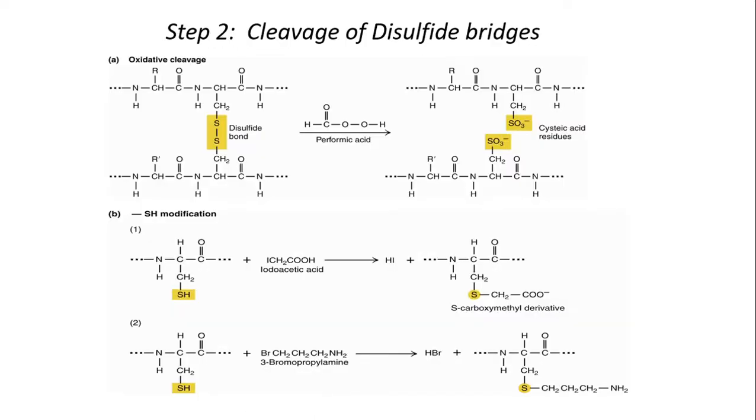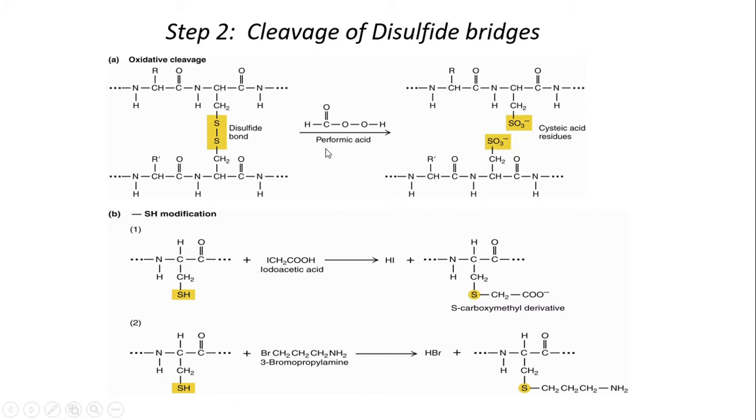So what if we have a polypeptide chain that contains disulfide bridges? We're going to have to break those bonds between those sulfur atoms, and there are 2 methods for achieving that. One is an oxidative cleavage, the other is a thiol modification. So we're going to look at both of those.